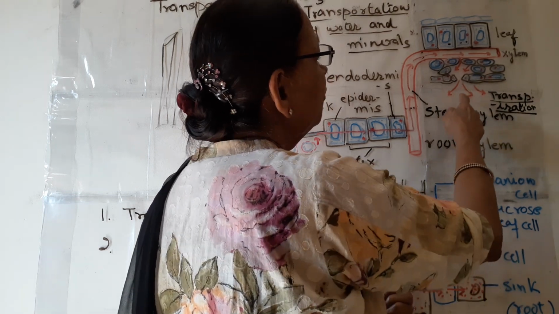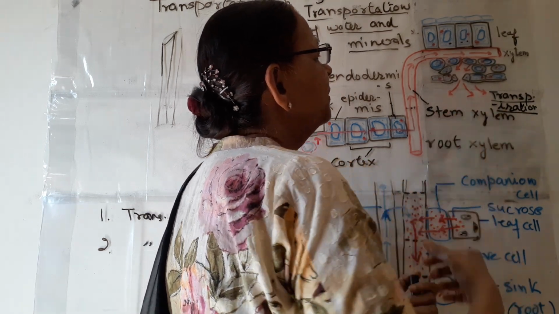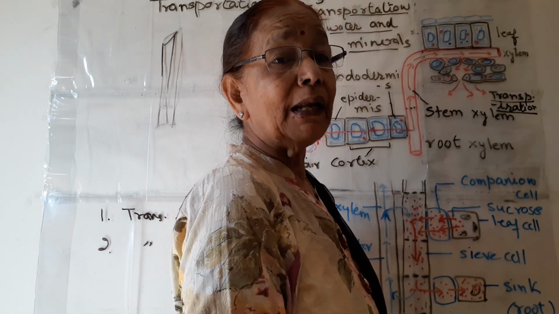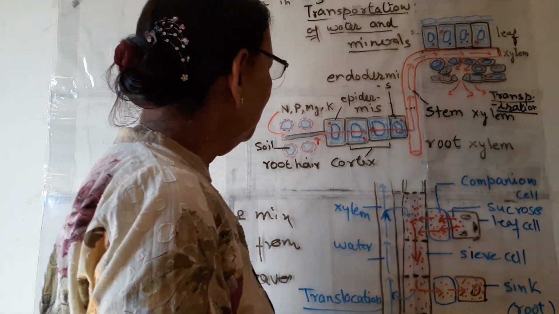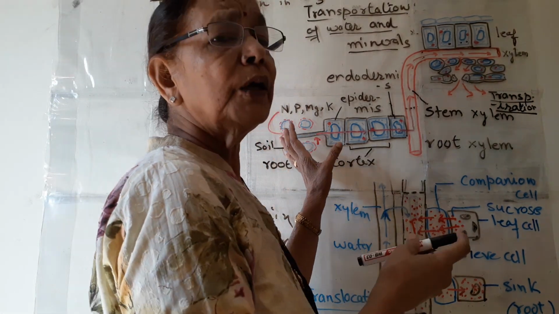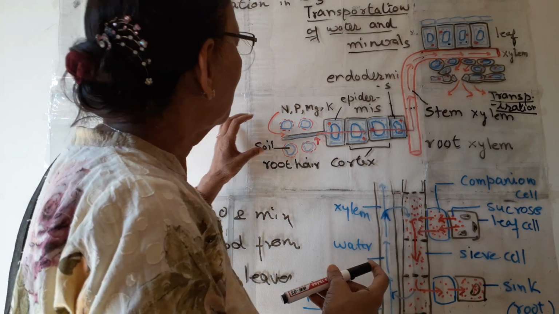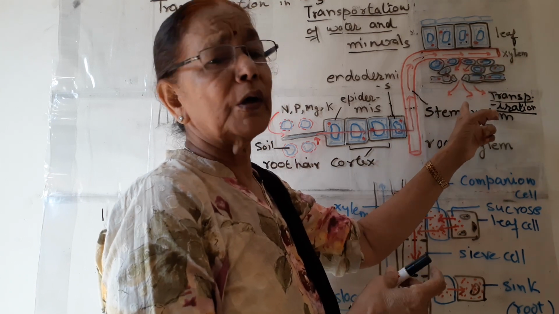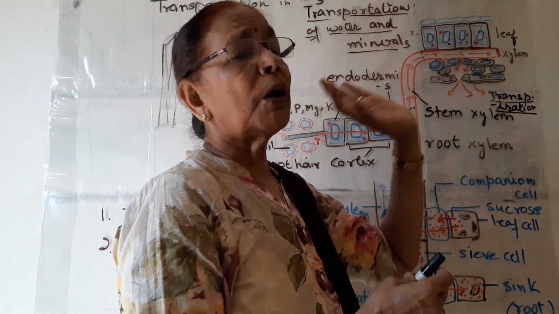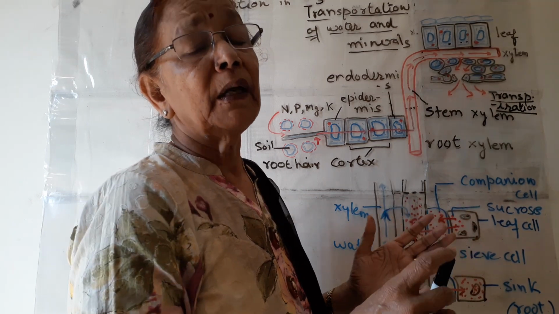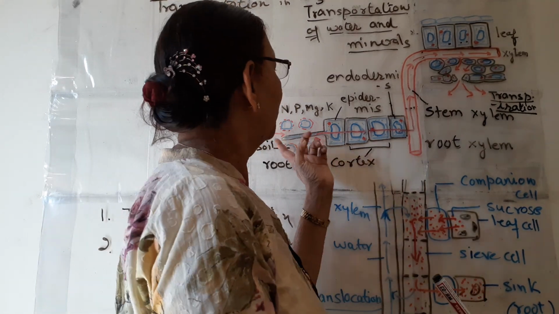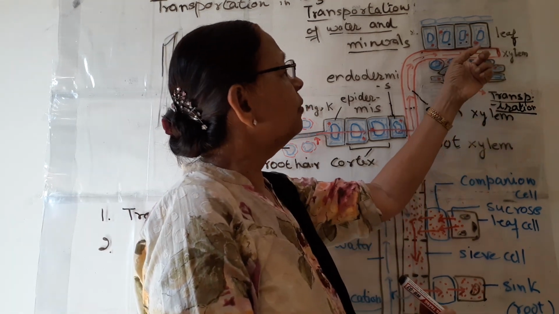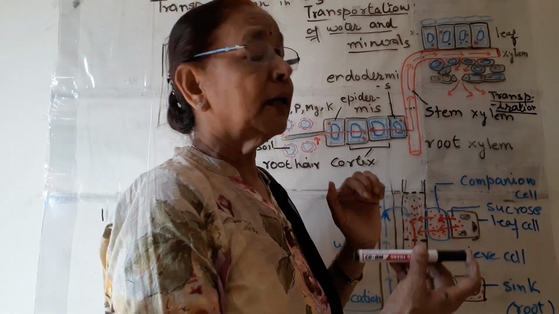What happens when water vapor comes out and transpiration takes place? Transpiration is also known as a necessary evil. Why is it known as a necessary evil? Because the plant uses so much energy to absorb water from here and bring it here. But most of the water, about 90% of the water, comes out in the form of water vapor. Then what's the use of absorbing it and then letting it come out? But it is necessary because this water is used for photosynthesis and other metabolic activity.